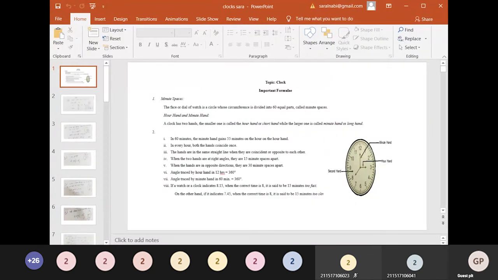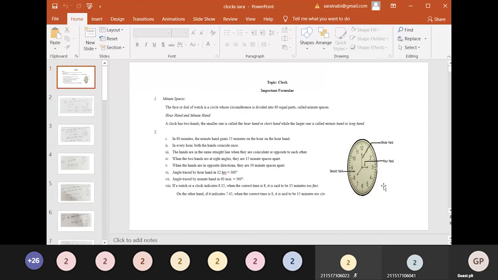We should know that generally a clock has three hands: the minute hand, the hour hand, and the second hand. Whenever a hand makes a complete rotation of the clock, we can call it a 360-degree rotation. The angle traced by the minute hand is completely 60 minutes. For the hour hand, it is completely 12 hours. So 360 degrees is nothing but a complete rotation.